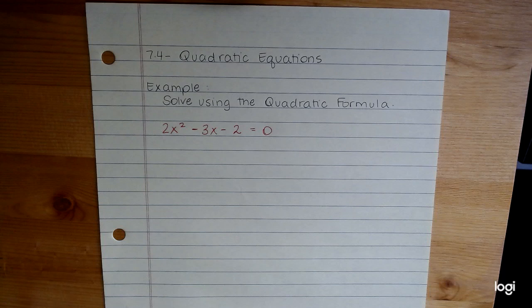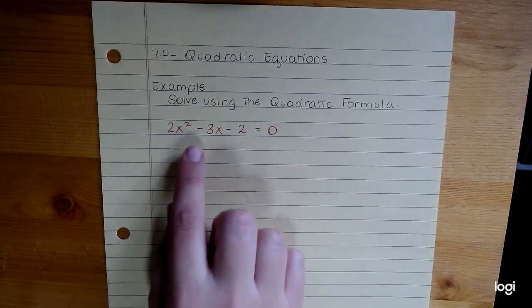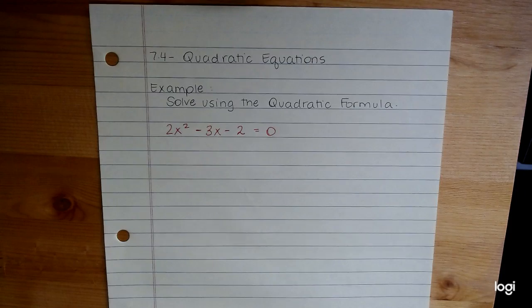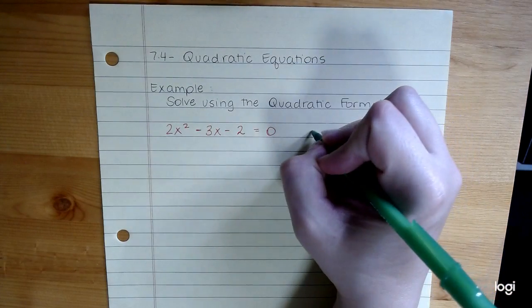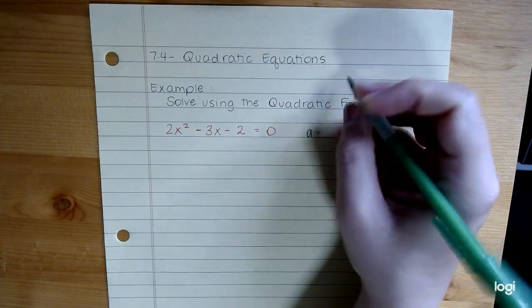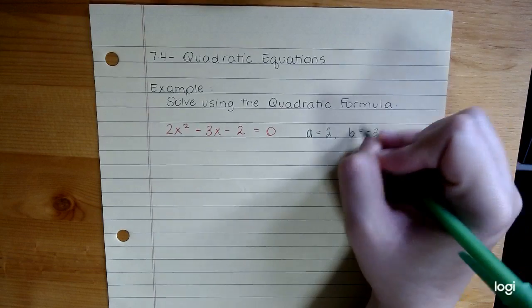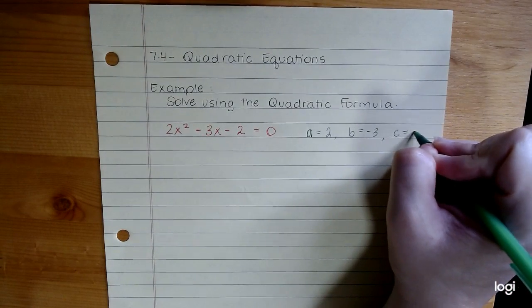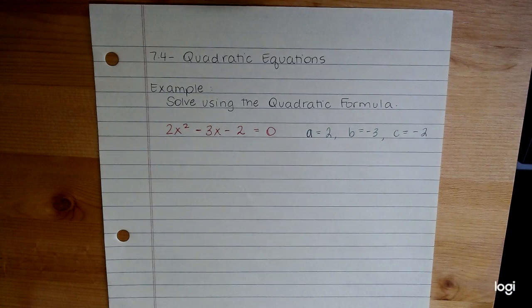So thankfully for us, this example is already set up, good to go. We've got it set equal to 0. It is in that standard form. We go square, linear, constant, so we're good to go. Let's move over here and just define what those values are that we're going to be using in our quadratic formula. So A is 2, B is -3, so we're going to really watch out on our opposite of B when we get into that equation, and C is -2. So we do take the signs on those terms.